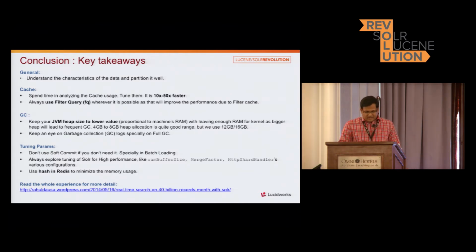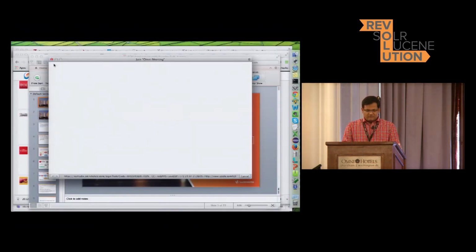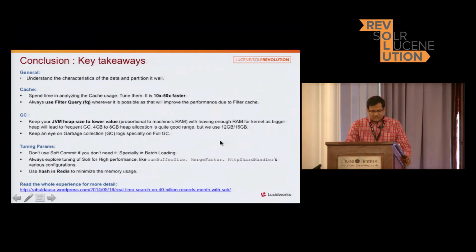Generally, in my experience, 4 gig to 8 gig is quite a good heap allocation. But in this particular project, we use 12 gig to 16 gig because we have a lot of Solr cores and huge indexes, so we cannot run with 4 gig. And the important thing is, whenever you're running, keep an eye on the garbage collector, because mostly a full GC would be happening, and that is a stop-the-world situation. When it happens, you are going to spend around 3 to 4 seconds easily on a full GC.